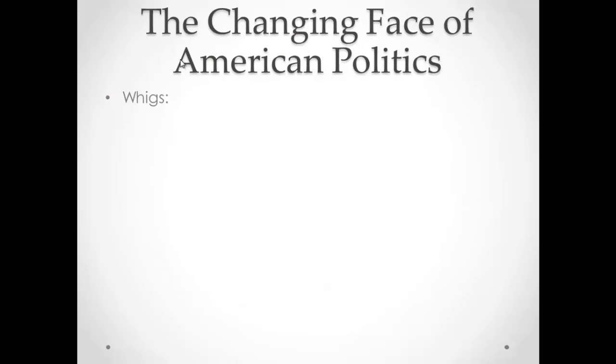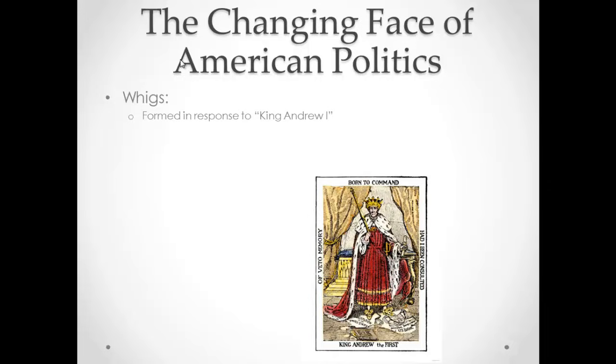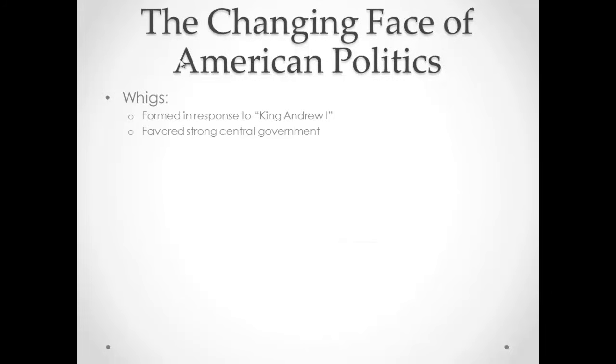All right, we're going to finish up here quickly with Whigs. These are formed in response to King Andrew I by Henry Clay. The reason why they chose the name Whigs was because during the Revolutionary War time period, Whigs in Parliament were those that kind of were favorable to the Americans and opposed King George III. So Henry Clay created this party, the Whigs. They favored a strong central government, and they wanted to promote industry and internal improvements, especially out west. This is Henry Clay's American system.